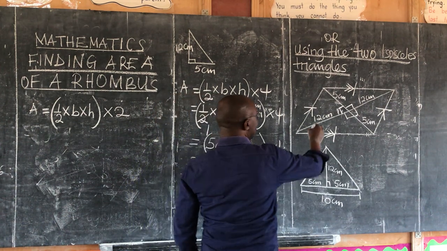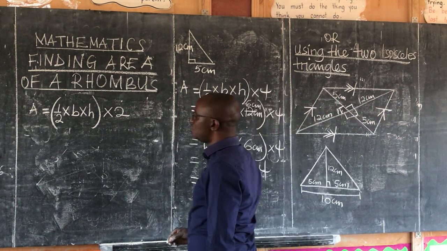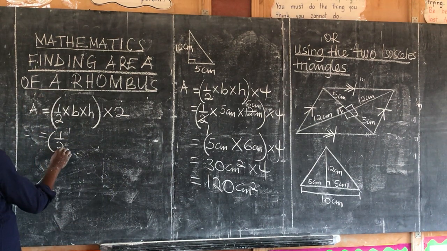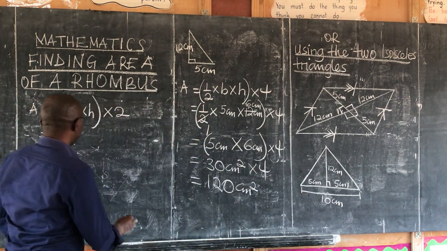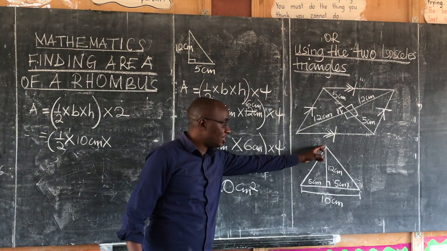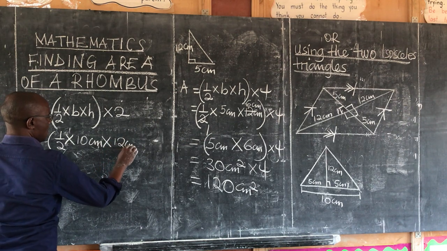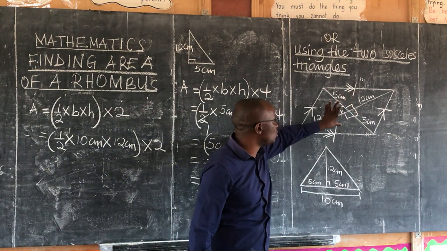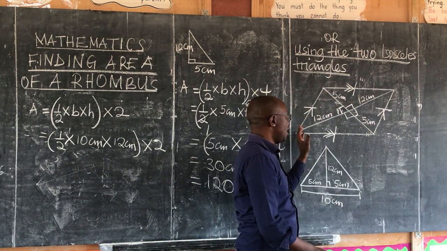By the way, even if somebody decided to use these two, maybe I'll try to use them and we see. So now, which is going to be a half times our base, which is 10 centimeters, times the height, which is 12 centimeters, times 2. 2 represents the number of isosceles triangles that form a rhombus.